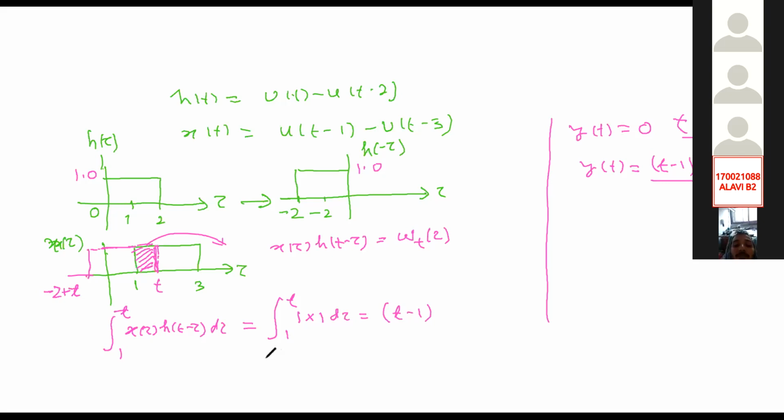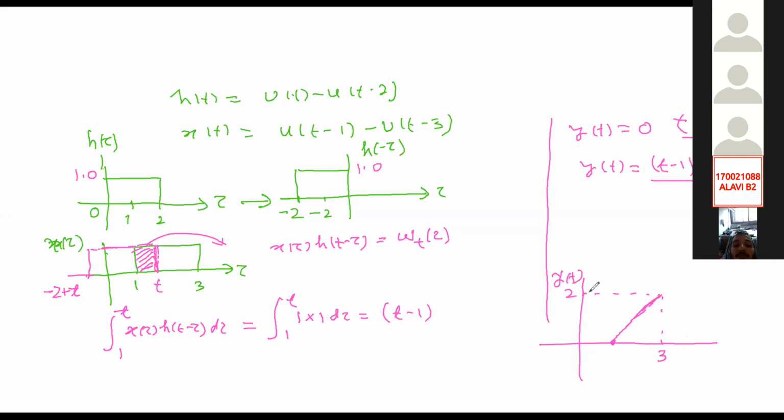Now, as the duration of your signal and the impulse response are the same, you see that overlap is increasing. If you want to plot this figure, what will happen? Up to 1, no output is there. This is your y(t). Up to 1, you have no output. Then your output is gradually increasing and reaching a value equal to what? Say this is your time 3, then it is reaching a value of 2.